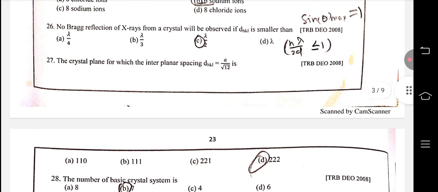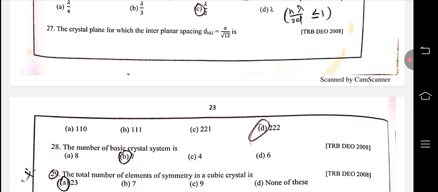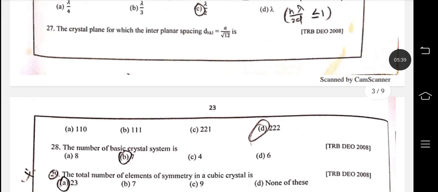No Bragg reflection of X-rays from the crystal will be observed if d_hkl is smaller than lambda by 2. Sin theta maximum equal to 1. Therefore, lambda divided by 2d less than or equal to 1. The crystal plane of which the interplanar spacing d_hkl equal to a by root 12. This formula is d equal to a by root of h square plus k square plus l square. Therefore, 2 square plus 2 square plus 2 square. Therefore, root 12 is the right answer.